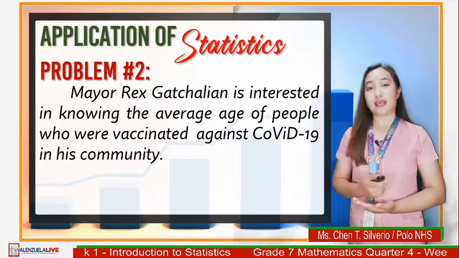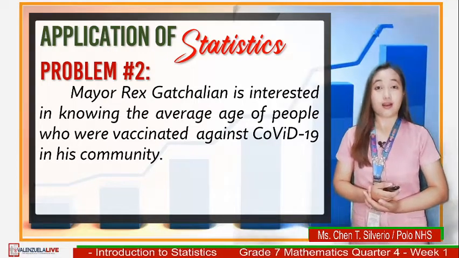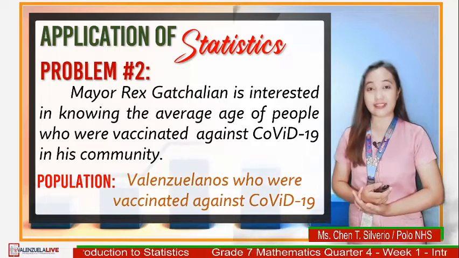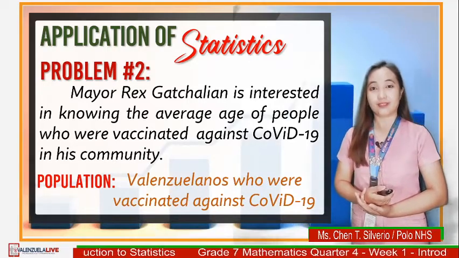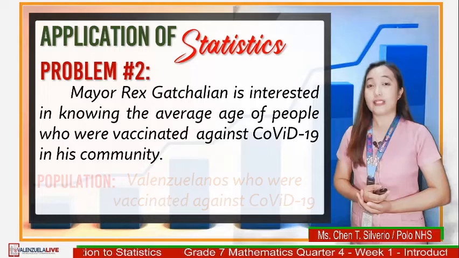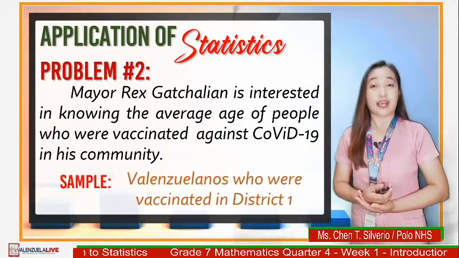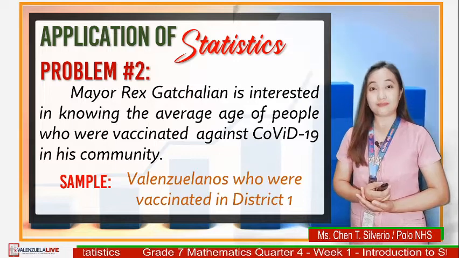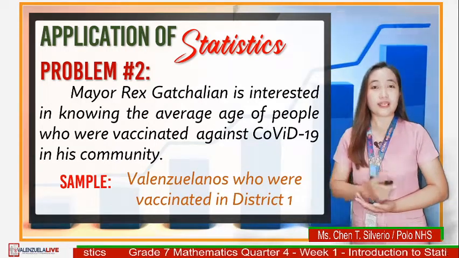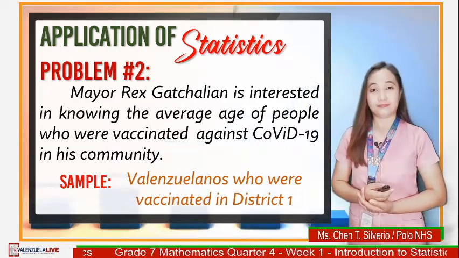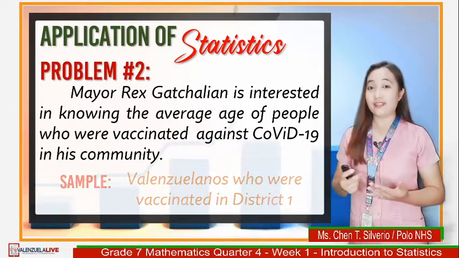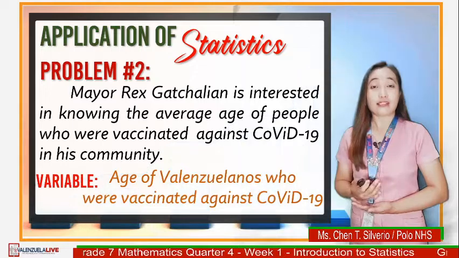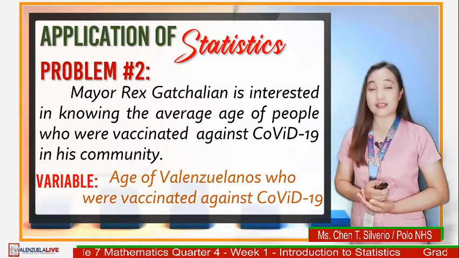In this problem, the population are the Valenzuelanos who were vaccinated against COVID-19. For our sample, we can select the Valenzuelanos who were vaccinated in District 1. What do you think is the variable? Well, this will be the age of Valenzuelanos who were vaccinated against COVID-19.